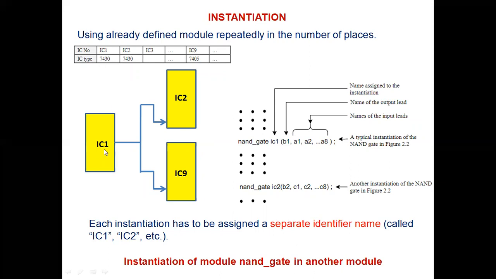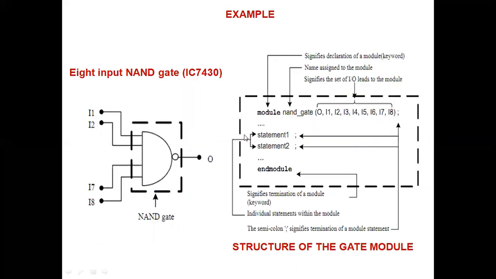So what is this IC1? It is nothing but 7430. Did you hear about this 7430 in the previous topic? Yes, it is this one. We already discussed this 7430 IC. Yes or no? Yes. Okay. So what is this 7430 IC? It is an 8 input NAND gate.